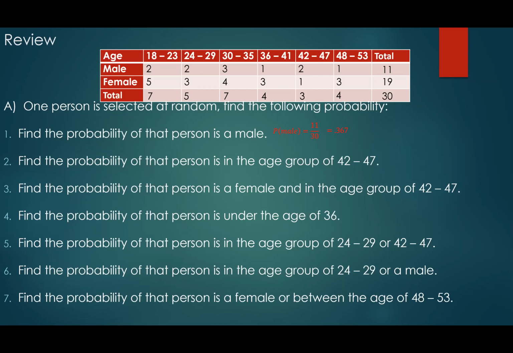Similarly, the probability of a person in the age group of 42 to 47: how many do I have in that age group? I have 3 out of the total 30, which is 0.1, right?